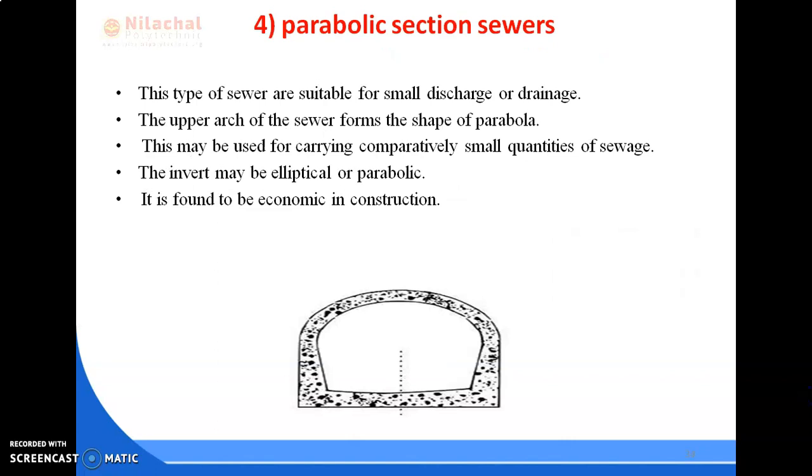Number 4, parabolic section sewers. This type of sewer is suitable for small discharge or drainage, or where we have to dispose of a small quantity of sewage. In that case particularly we use parabolic section sewers. The upper arc of the sewer forms the shape of a parabola. This may be used for carrying comparatively small quantities of sewage in comparison to previous sewer sections. The invert may be elliptical or parabolic. It is found to be economic in construction.